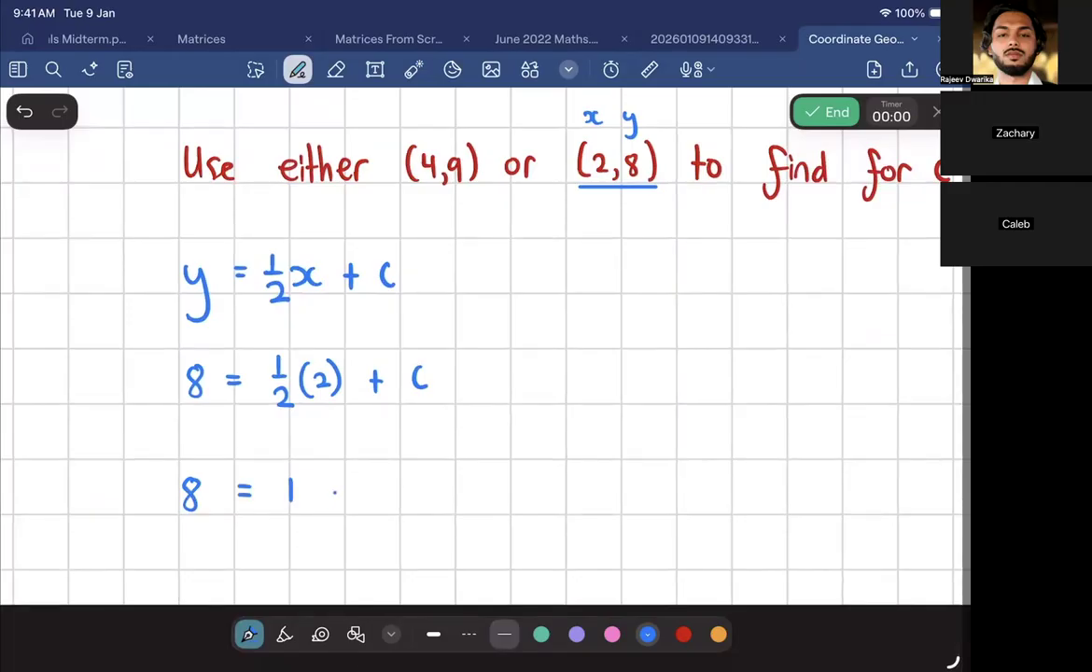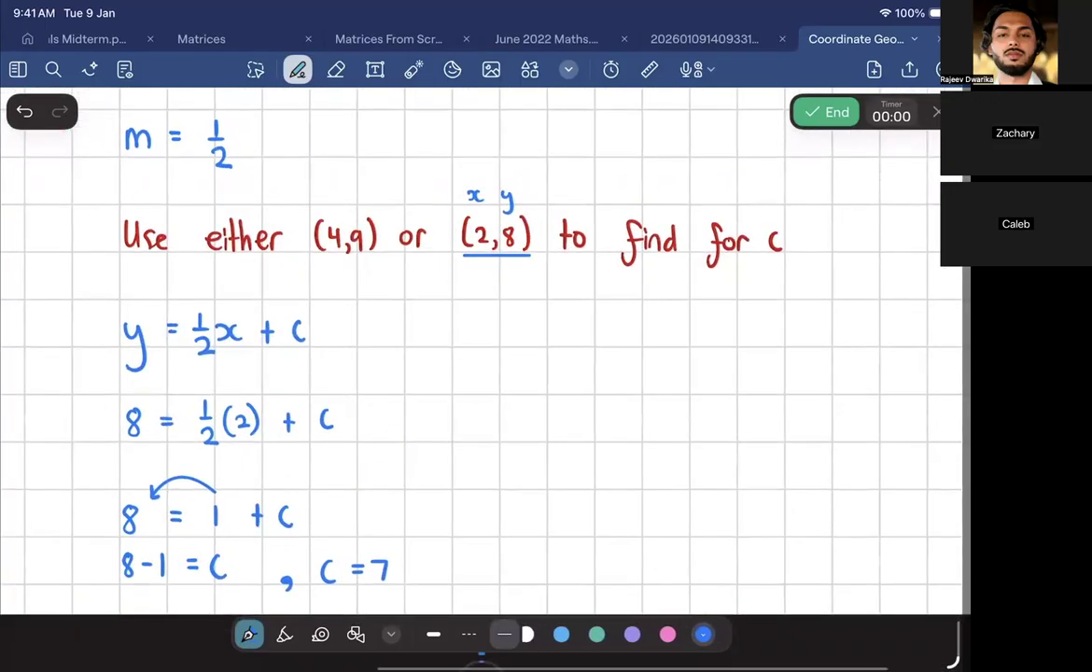1. Right? And if you make c the subject, you could move across. However you want to do it. I was just thinking to move across the 1. You understand now or no? Yes. If I move across the 1, it's now going to become 8 minus 1 is equal to c. So therefore, c is equal to what? Great. And if you know that c is 7, what is the equation of the normal?